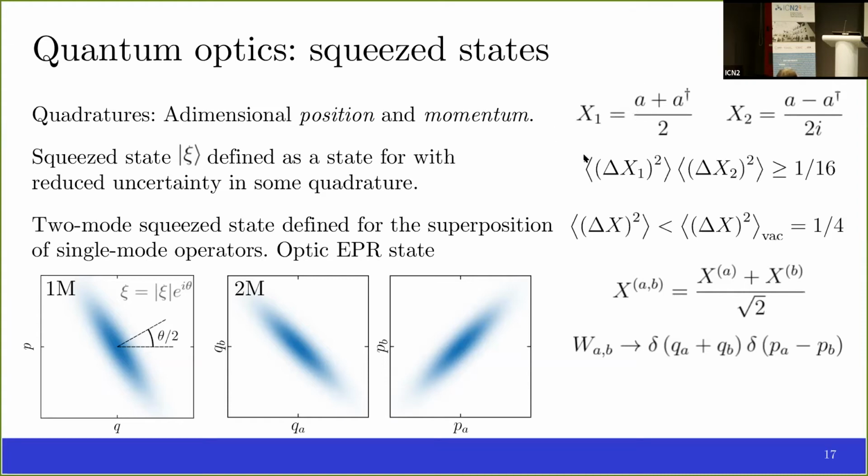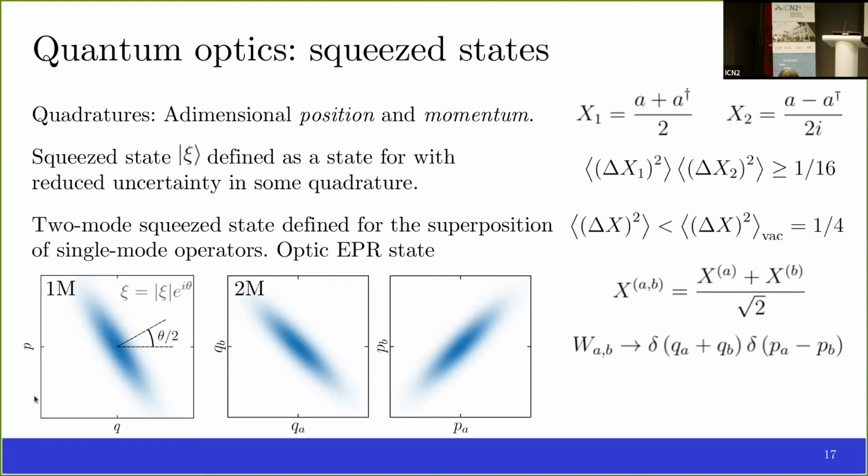Now, these quadrature operators have their own Heisenberg uncertainty principle, and from here we can define what is a squeezed state as a state that has reduced uncertainty in some quadrature, which can be x1, x2, or some rotated quadrature in phase space. So, a state which has an uncertainty lower than that of vacuum, which is equal to 1/4, is a squeezed state and is a quantum state of light.